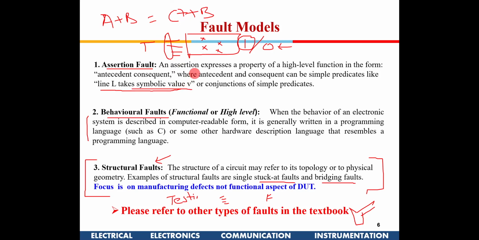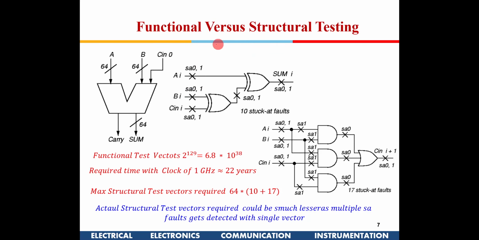Now let's take functional testing versus structural testing. What is the advantage? Suppose I have a 64-bit adder, 64 bits plus 64 bits. The total number of test vectors is 2 to the power of 129. Those many input combinations can be there, right? 64 plus 64 should be 128, so why is it 129? Anybody?